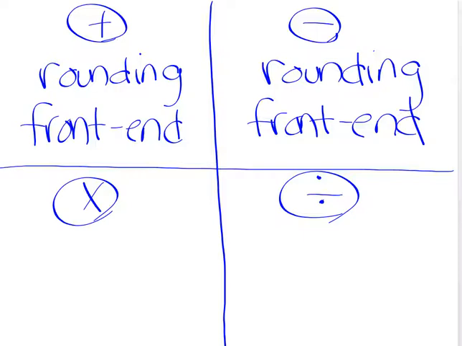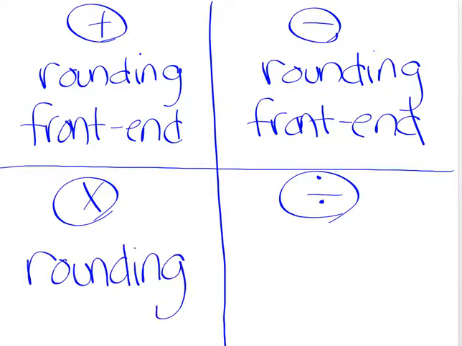And then when we talked about multiplication, we said, oh, you know what, we better just go with rounding, because when we multiply, things are getting big so quickly that if we were to use front-end estimation, then we might end up having our actual answer be way, way off from our estimated answer. So we decided that instead we are going to solely stick to rounding when we're multiplying.